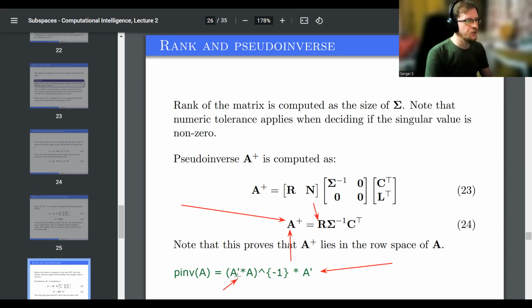And notice here we were talking about how this guy can sometimes drop a rank and not have an exact inverse. Here we don't have such a problem, right? As long as it has the SVD decomposition, everything is fine. So this is another aspect.